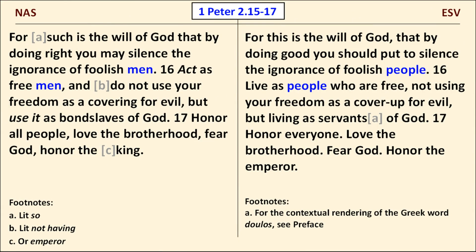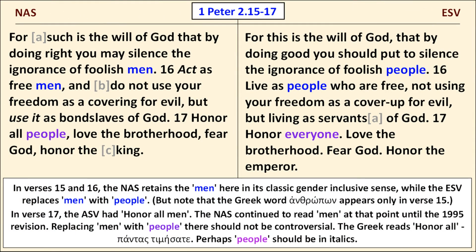In 1 Peter chapter 2, verses 15 through 17, we continue the controversy between "man" and "people." As shown in blue in verses 15 and 16, the NAS retains the use of the word "men" in its classic gender-inclusive sense, while the ESV prefers "people." In verse 17, the old ASV had "honor all men." The NAS continued to read "men" at that point until the 1995 revision. In my view, replacing "men" with "people" is not controversial there. Perhaps "people" should be in italics.